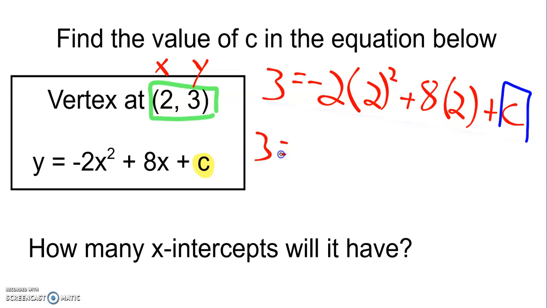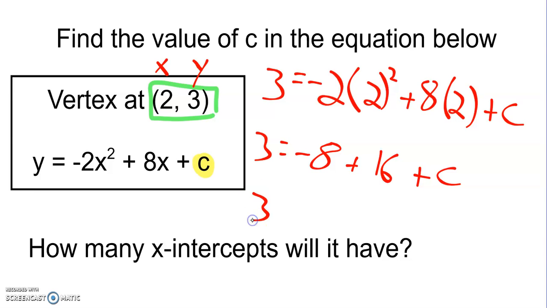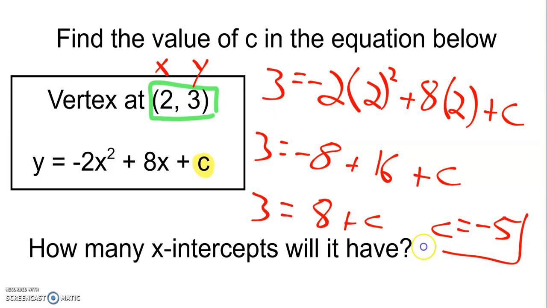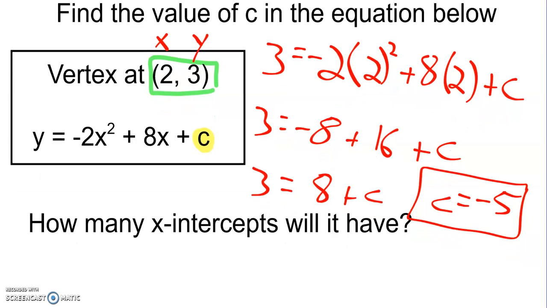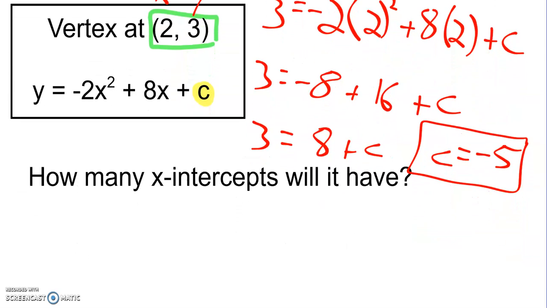Now, simplifying this. Negative 2 times 2 squared, which is 4. Negative 2 times 4 is negative 8, plus 8 times 2, that'd be 16, plus c. So 3 equals 8 plus c. Therefore, c is negative 5. Yay. And then it next asks, how many x-intercepts will it have?